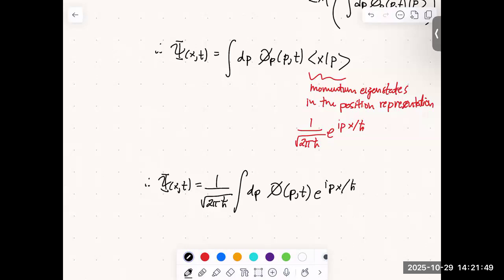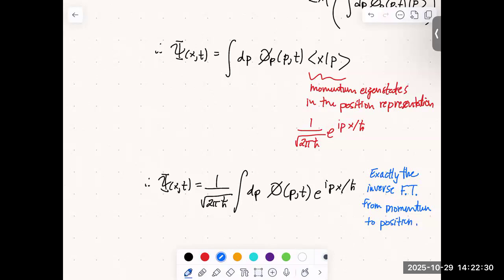And we've seen this before. This is exactly the Fourier transform, or rather the inverse Fourier transform. So we go from a function of momentum to a function of position. This is exactly the inverse Fourier transform from momentum to position. And so there's this internal consistency with our new formalism that gives us results that we've seen before.